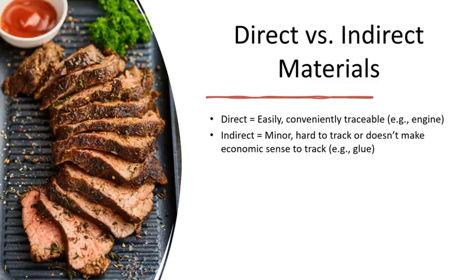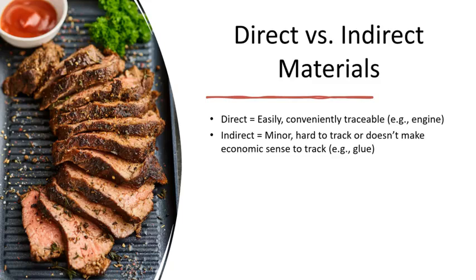The stuff that goes into making something. Here's a big steak and ketchup. We'll come back to that. When it comes to materials, some are direct materials, like an engine or a car seat, big, traceable, worth tracking. But some things like the glue used in the car's trim, too minor to track individually. These are indirect materials, and they get rolled into manufacturing overhead.